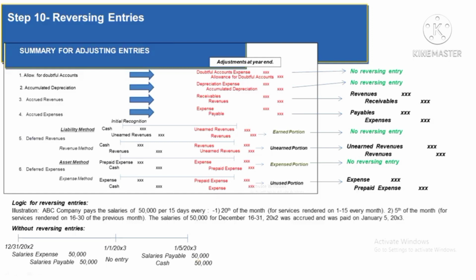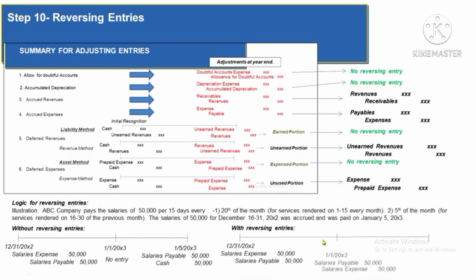Let's assume the same problem but this time with the reversing entry. On December 31, 20x2, we will have the same entry as this one. However, on January 1, 20x3, we are going to reverse it. So we have debit salaries payable 50,000 and credit salaries expense 50,000. And here's the beauty of it. On January 5, 20x3, you can have the standard entry without thinking about the payable in the last year. So you can debit salaries expense 50,000 and then credit cash for 50,000 also.